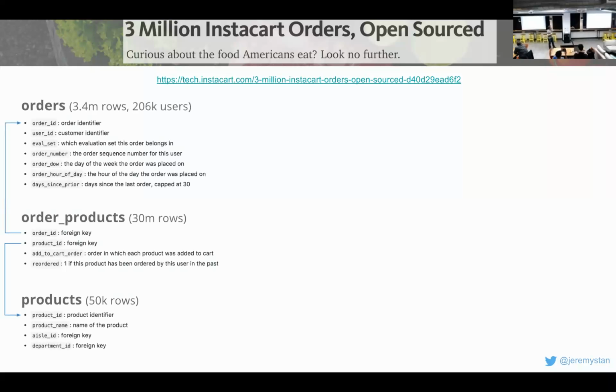So what's in it? It really starts with 3.4 million orders from about 206,000 users. And we've got the order ID, the sequence of orders, the day of week, the hour of day, how many days it's been since that user placed an order before that order. We also have the product data, which is relatively simple. It's just the product, its name, the full text description of the product, the aisle and department of the product. And then we have a table that links these two together, about 30 million rows, showing for every one of these 3 million plus orders, exactly which of these products were purchased in what sequence.